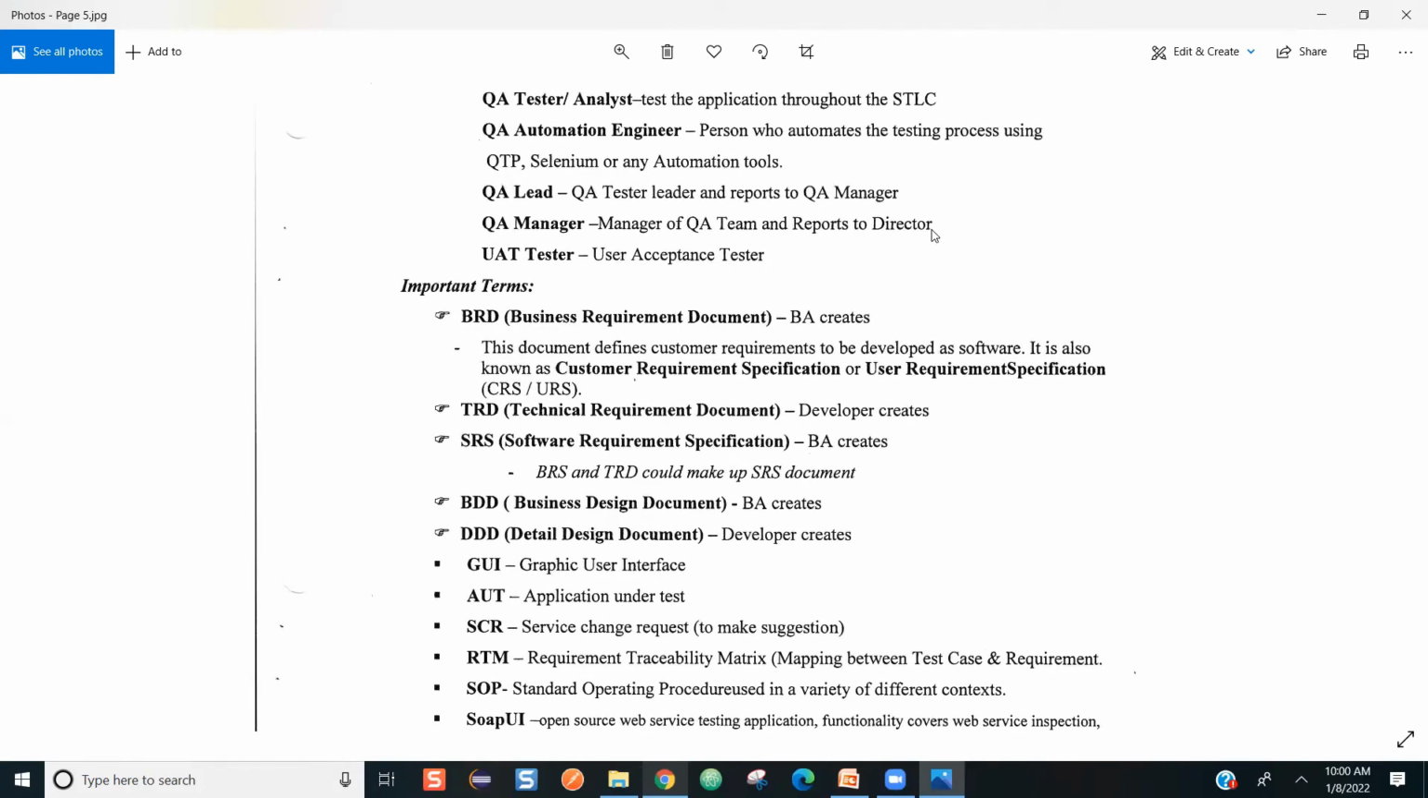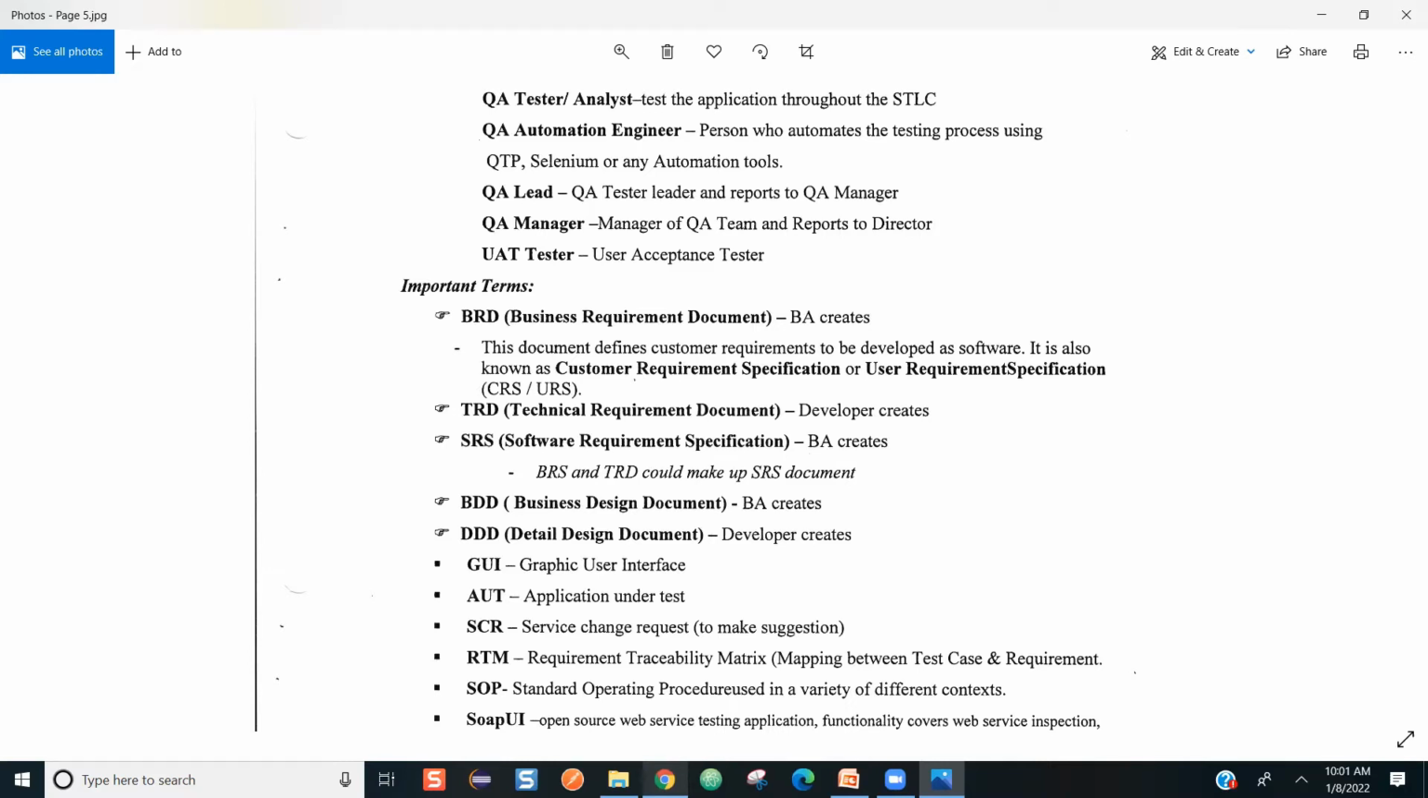In QA, there is the QA tester, and sometimes a QA analyst, QA automation engineer, QA lead, QA manager, and UAT tester, user acceptance tester. Under a QA lead there could be one team, and in a company a QA manager has two or three different teams, each with one QA lead. So QA manager is the highest ranking post, QA lead is second, and QA tester is the third level. You can work under a QA lead, and the QA lead works under the QA manager.